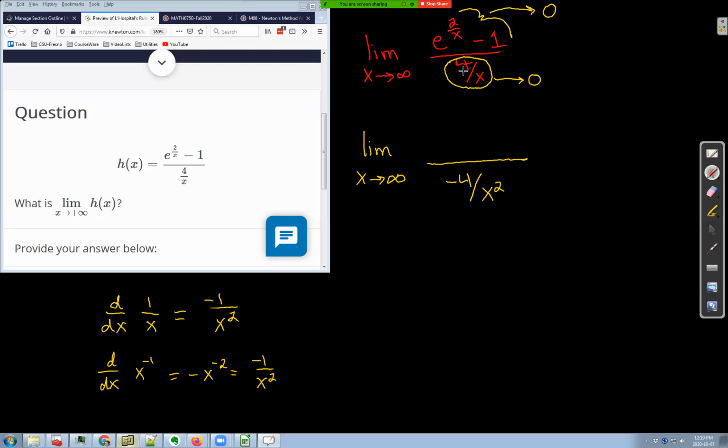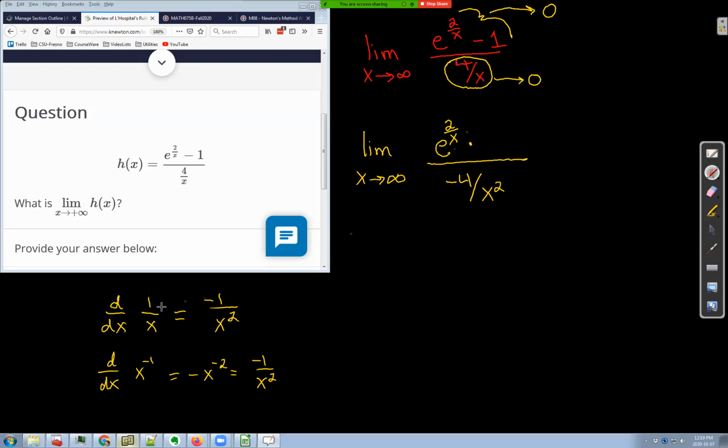Okay, so anyway, the derivative of the bottom is -4 over x squared. And oh boy, now I have to find the derivative of the top. Well, the derivative of e to the anything is just e to the anything. But then the chain rule says we have to multiply by the derivative of the anything. We have to multiply by the derivative of the inside.